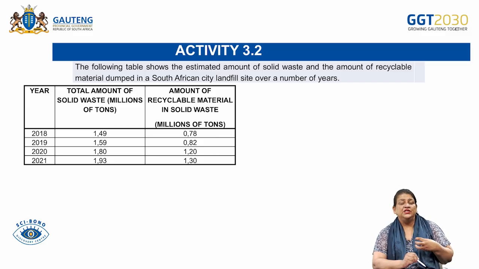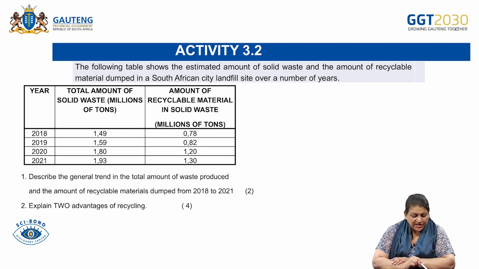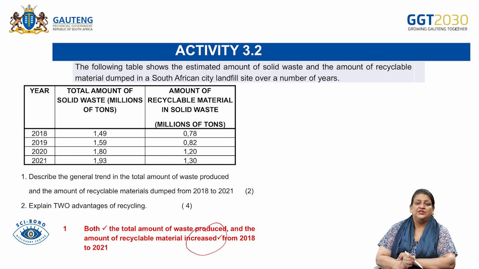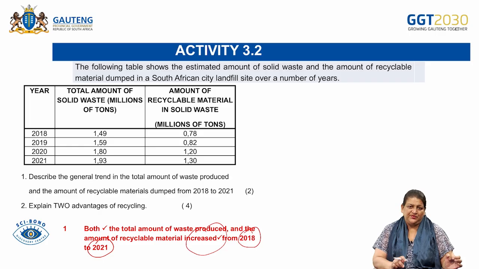So they're going to need more waste for recycling. Describe the general trend in the total amount of waste produced and the amount of recyclable materials dumped from 2018 to 2021. Since there's more waste being produced in the period of 3 years, there's also going to be an increased amount of recyclable material. Both the waste produced and recyclable material have increased. And you must say, from 2018 to 2021, in that period.